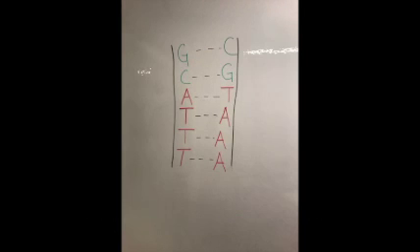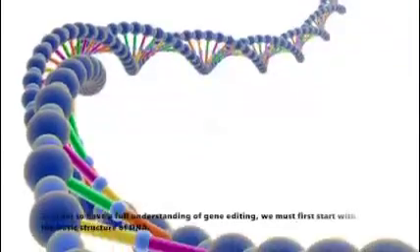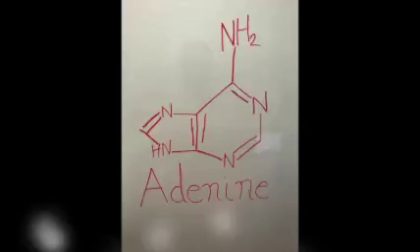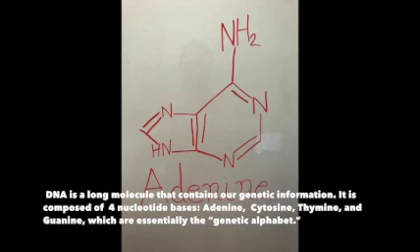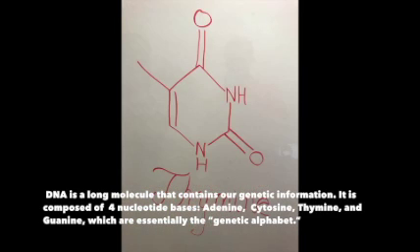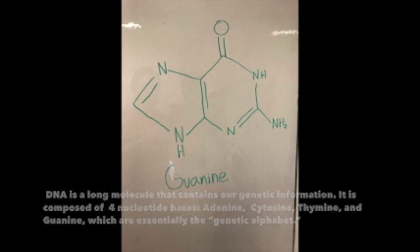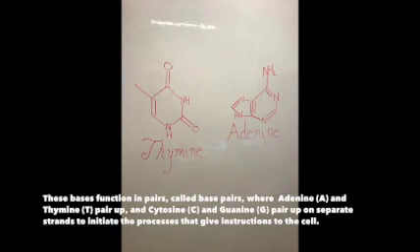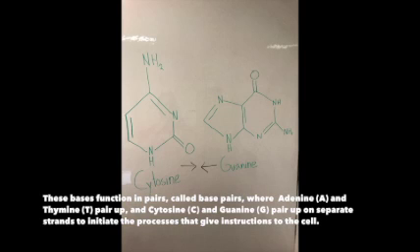In order to have a full understanding of gene editing, we must first start with the basic structure of DNA. DNA is a long molecule that contains our genetic information. It is composed of 4 nucleotide bases: adenine, cytosine, thymine, and guanine, which are essentially the genetic alphabet. These bases function in pairs, called base pairs, where adenine and thymine pair up, and cytosine and guanine pair up on separate strands to initiate the processes that give instructions to the cell.